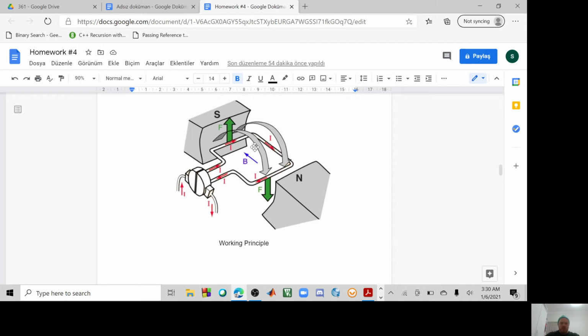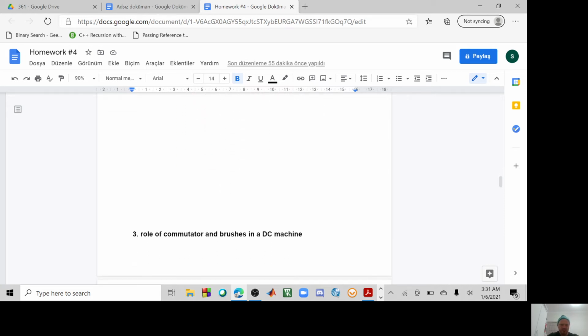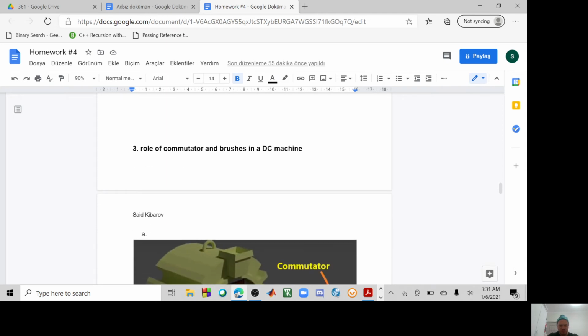Okay, what else? Also I want to say that when current is going in and goes out and this coil is rotating, the current is a DC current. It just changes the polarities from plus to minus. I mean, by usage of commutator and brushes we can rotate the coil. Okay, it is done for this part. Let's go to the next.